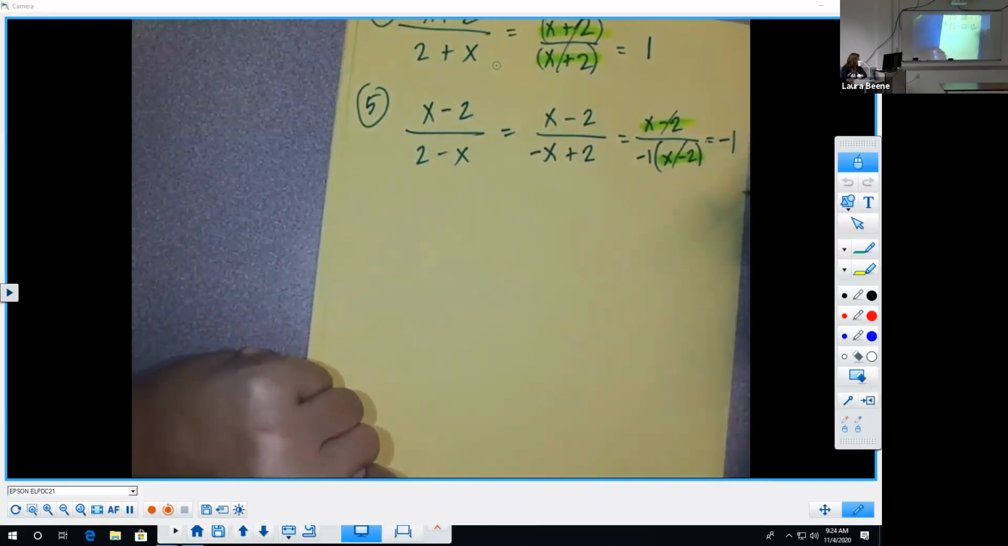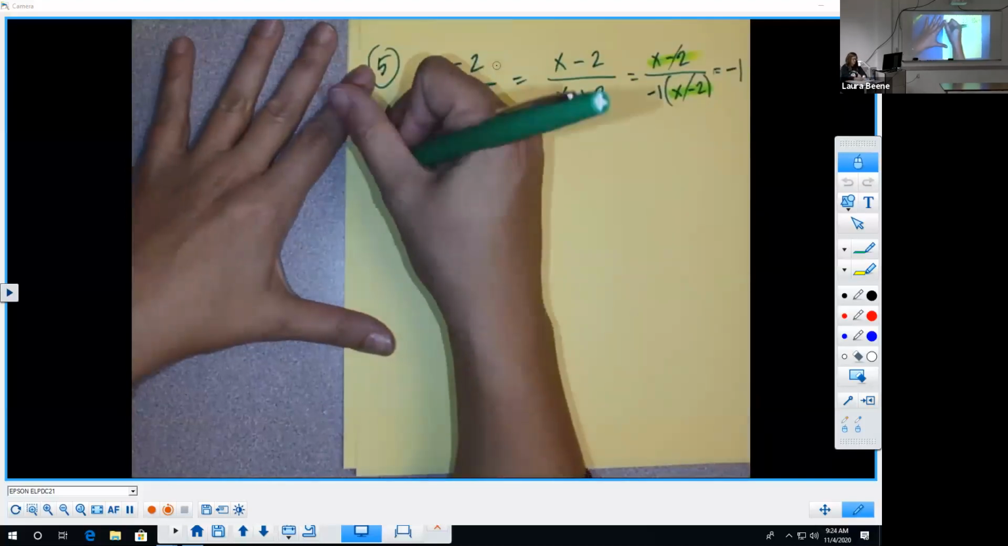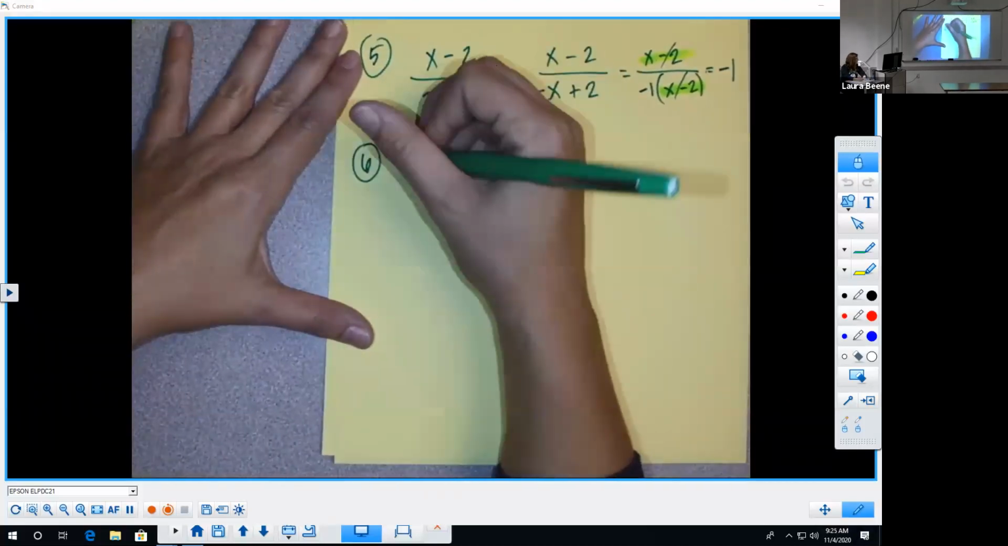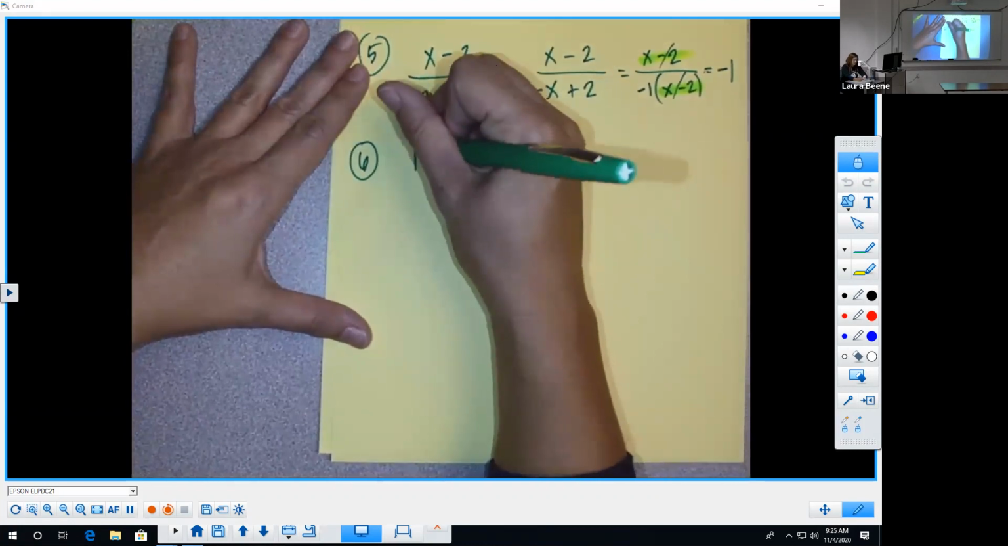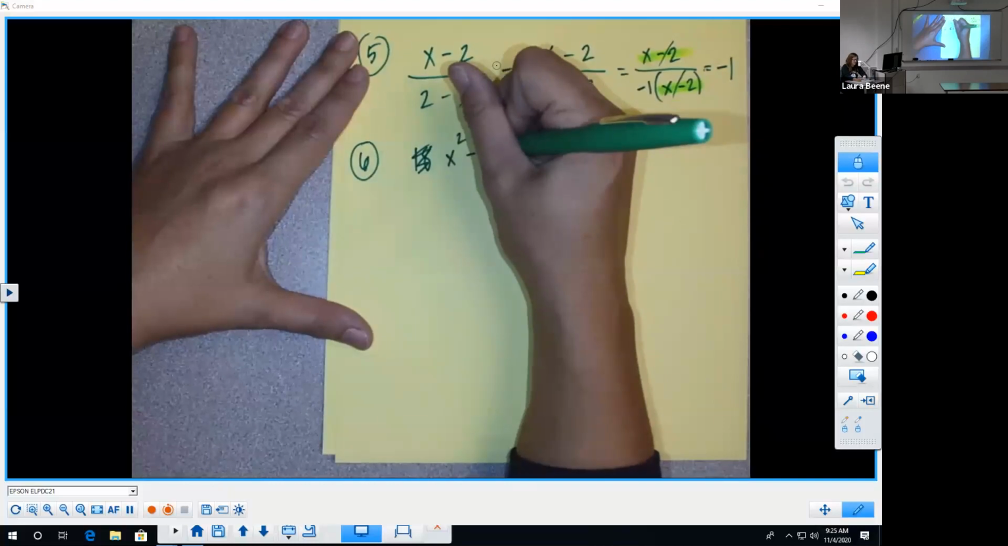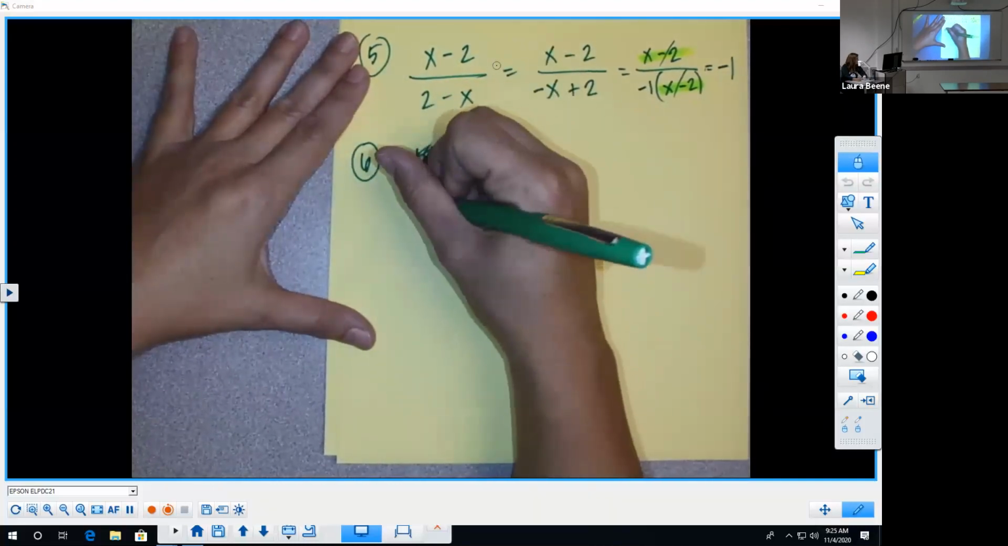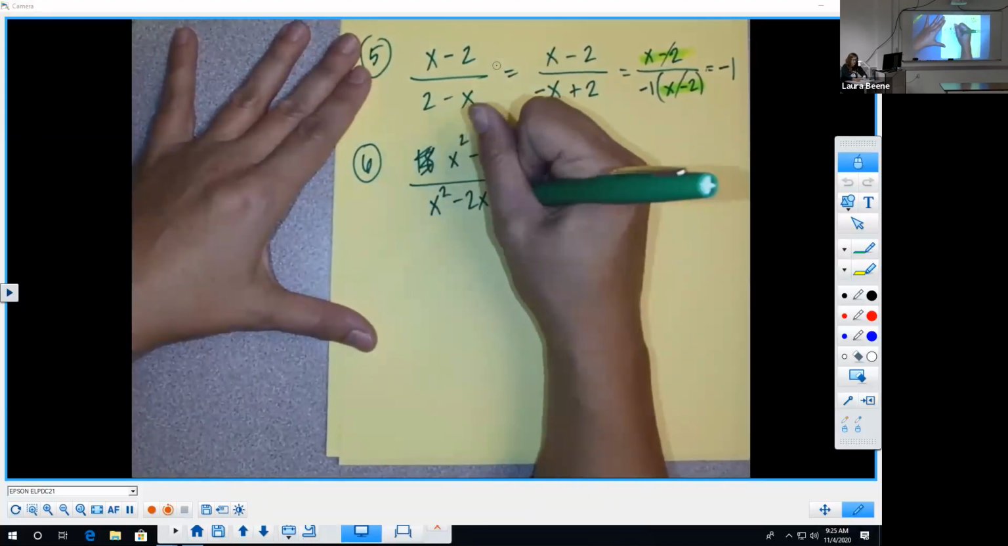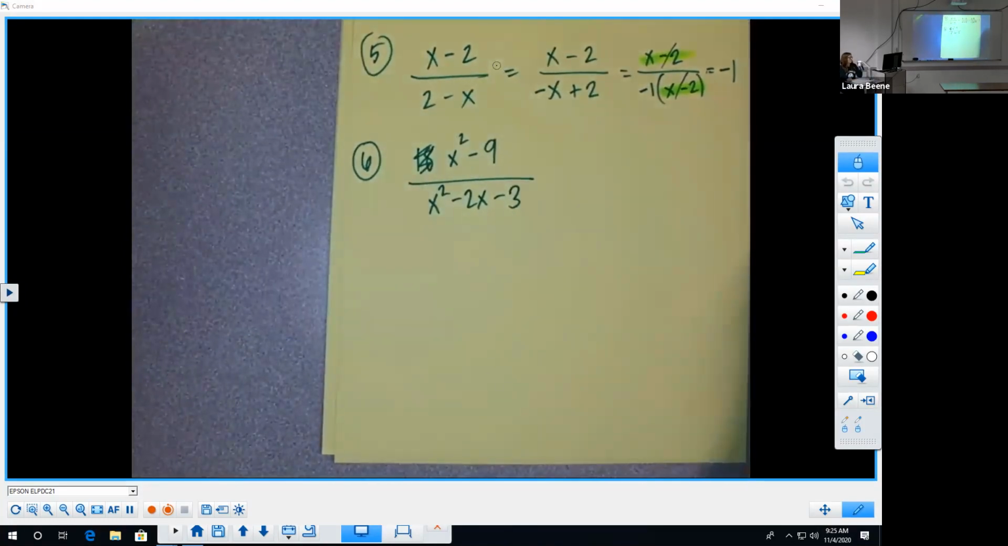Okay, so let's do one more with that in there real quick, and then we'll move on. If I had x squared minus 9 over x squared minus 2x minus 3.